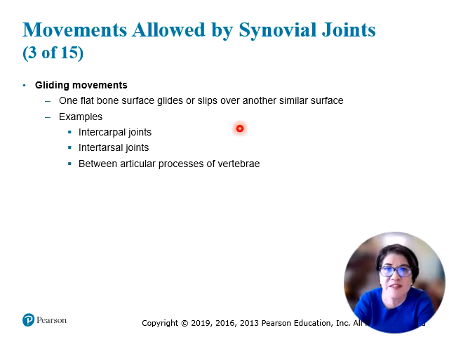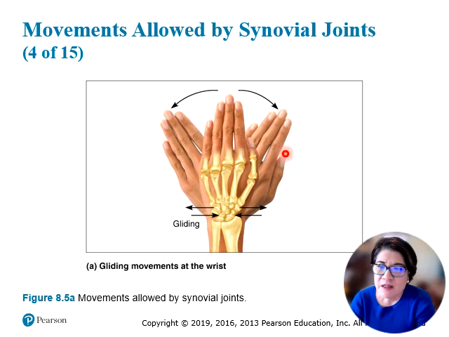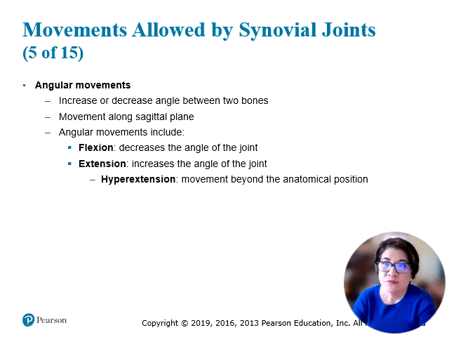Gliding movements happen in your intercarpal and intertarsal joints, where the bones are gliding over one another, and also in your vertebrae. So here's that gliding movement. You can move your hand back and forth, and those joints are gliding. So try that on all of these, seriously, and see what it feels like.